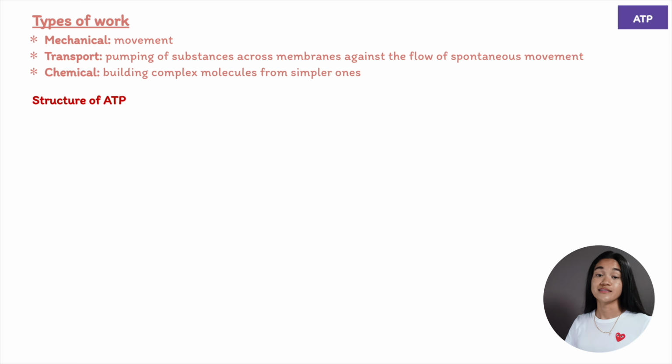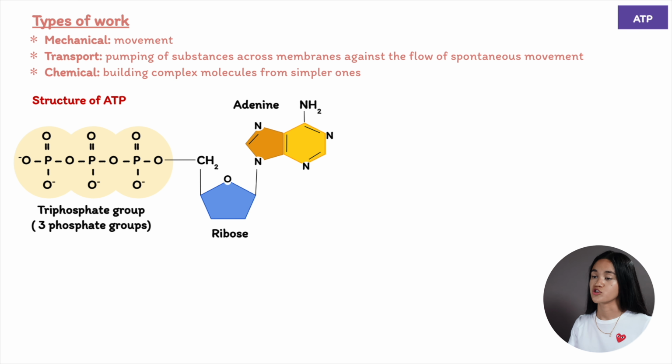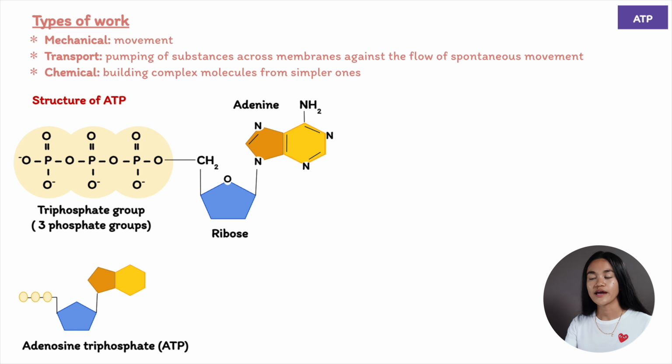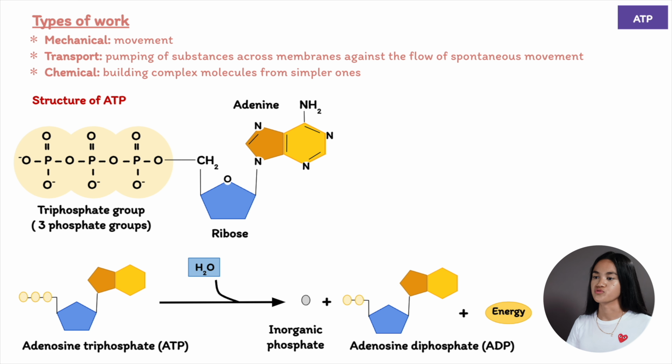ATP, or adenosine triphosphate, contains the sugar ribose with a nitrogenous base, adenine, and a chain of 3 phosphate groups bonded to it. The bonds between the phosphate groups of ATP can be broken down by hydrolysis, and inorganic phosphate and ADP are produced, as well as the release of energy. This process is exergonic because it releases energy, and we can predict that this reaction has a negative delta G, okay?